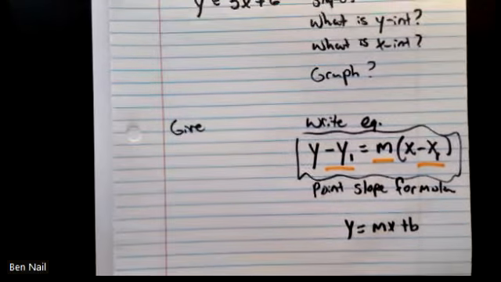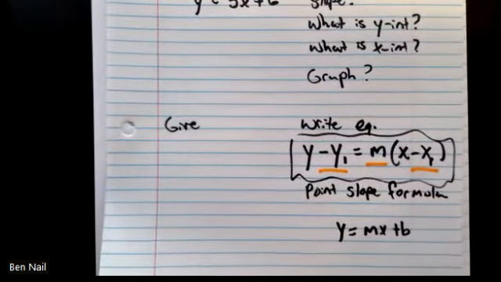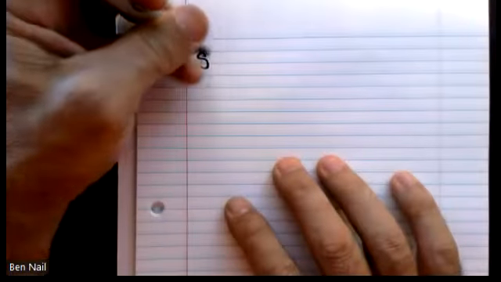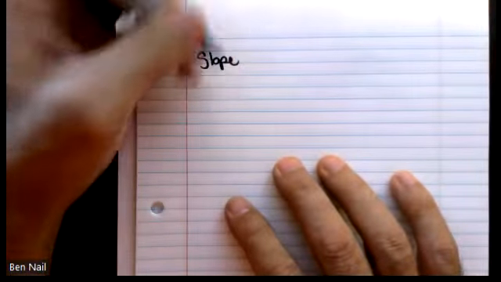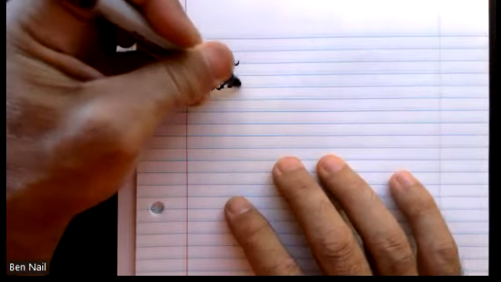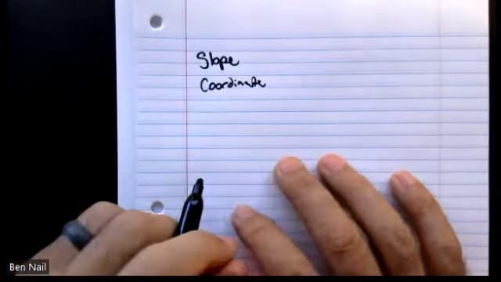Okay, so I'm going to go over all of the different types of things they can give you, and then we'll work on how to write the equation from that information. So one thing they can give you is slope and a coordinate.